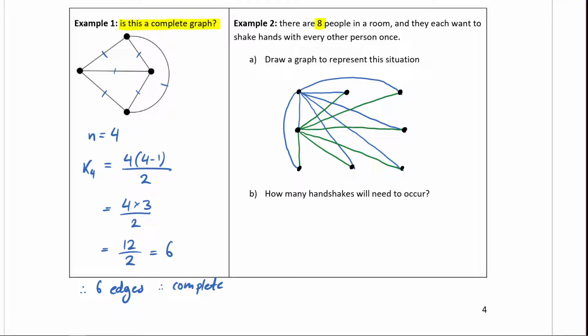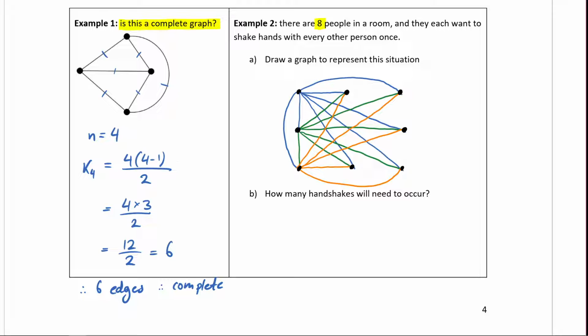And now, interestingly, when I go to the third person, well, I've already got a connection to the second person. I've already got a connection to the first person. So now when I draw it, I'm going to go 1, 2, 3, 4, 5. One less again. So this had 7, 6, 5. So hopefully you can predict what the next one is going to be.